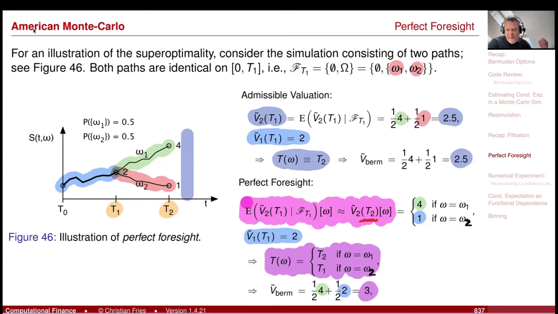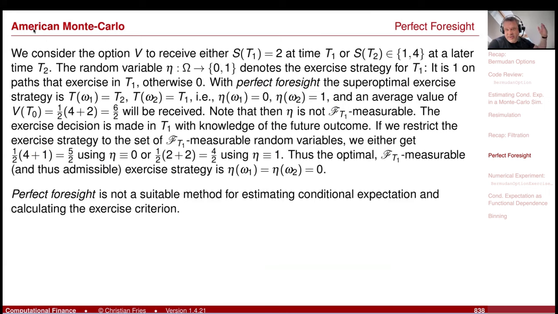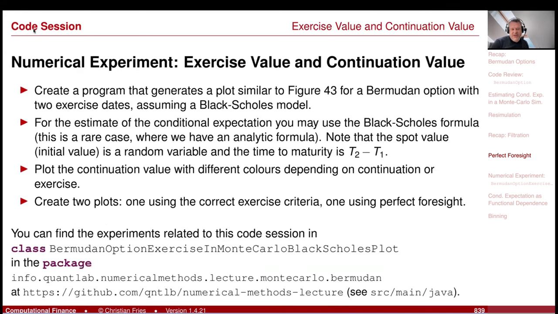So you see the value of the Bermudan is higher because you have knowledge about the future. You can exercise super optimal. This is interesting, because to some extent we found that maybe we can create an estimate, but we know that the estimate is too large, because there is super optimality inside. Here in the script, you find the description of what I explained. So perfect foresight is not a suitable method for estimating the conditional expectation.